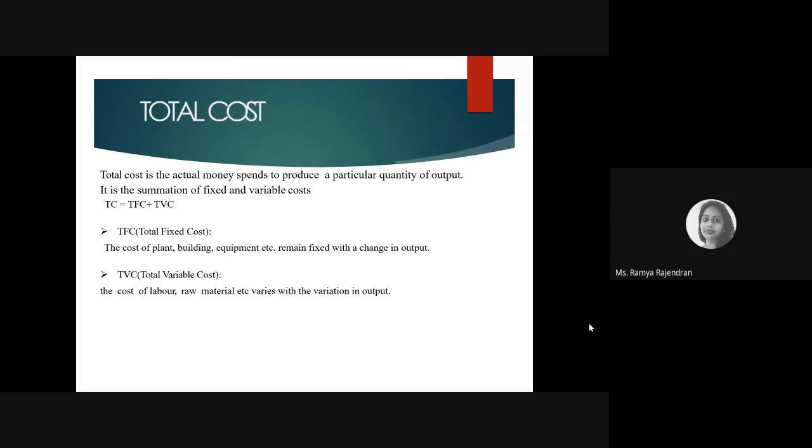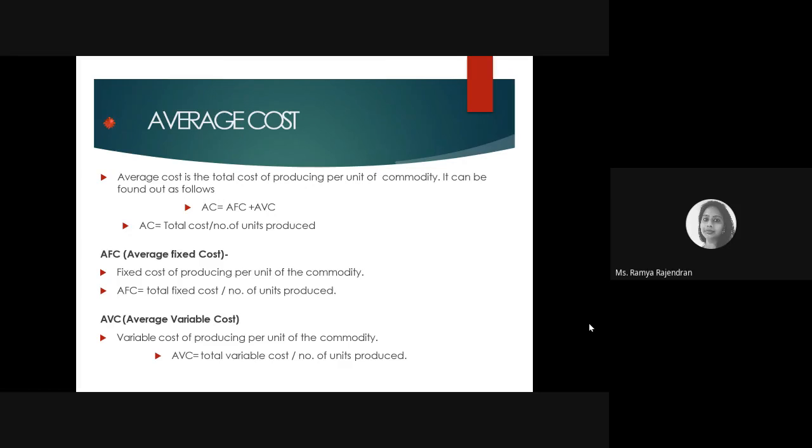Total cost, as the name suggests, is nothing but the combination of total fixed cost and total variable cost. Okay, so we already know what the total fixed cost and total variable cost are, right? Average cost. So average cost is actually the total cost of producing per unit of commodity. If you're making 1,000 phones, the cost of making one phone is your average cost.